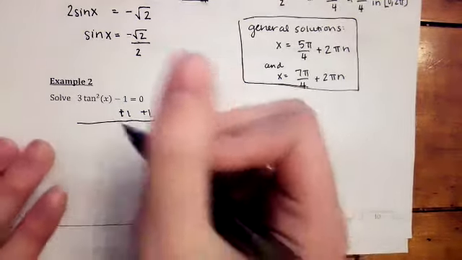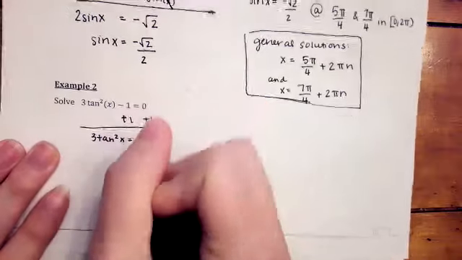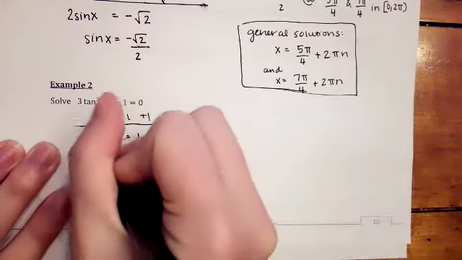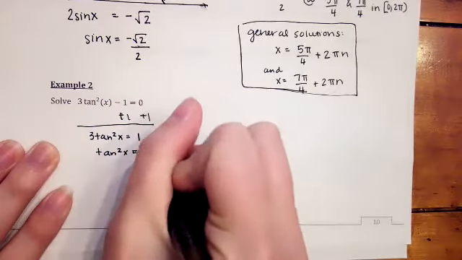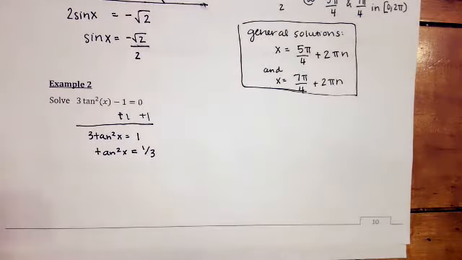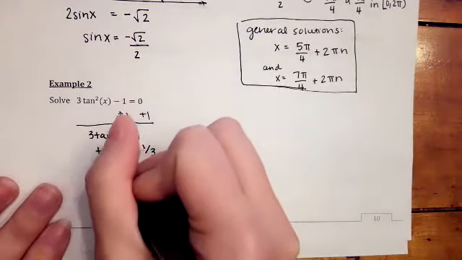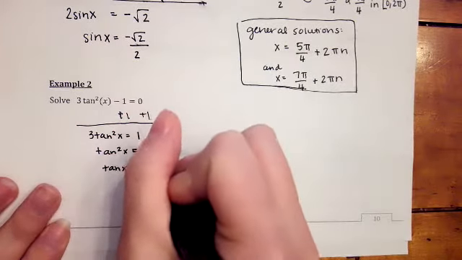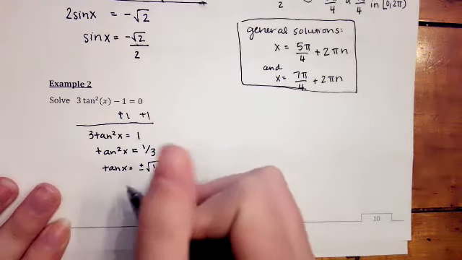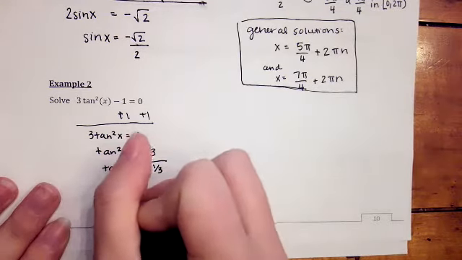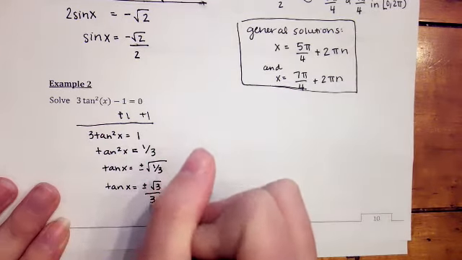So we added 1 to both sides. So we have 3 tangent squared x equals 1. And then I can divide by 3. Okay. I still have tangent squared, and I'd really like tangent. So I'm going to take the square root on both sides. And of course, I really would like that rationalized.